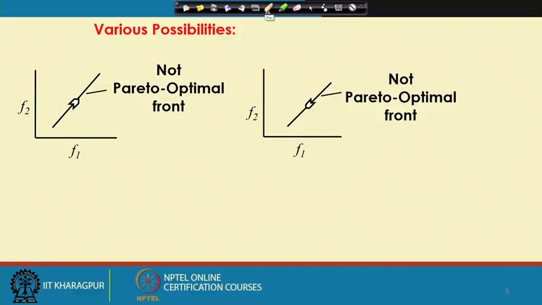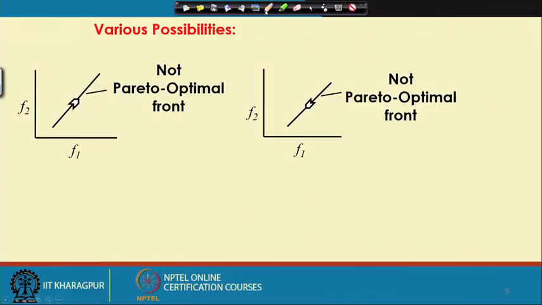So, this is actually what we mean by the two objective optimization problem and how to find out the Pareto optimal front of solution for the problems having two objective functions. Now, I am just going to extend this particular problem to a more complicated situation. The situation is something like this.